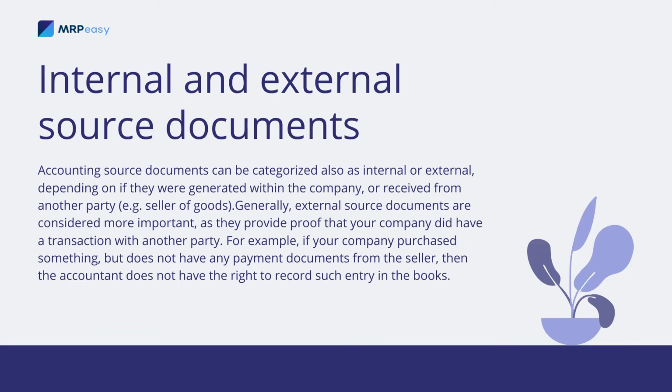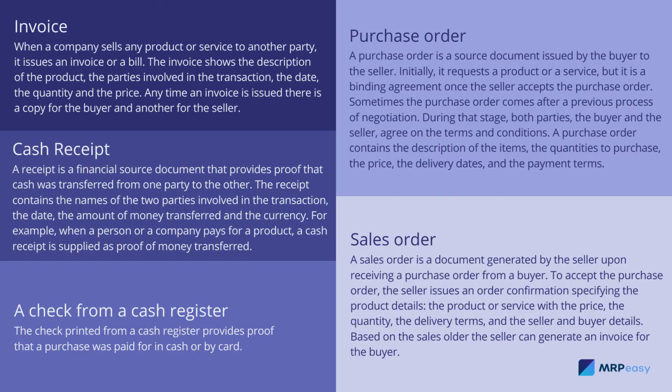Accounting source documents can be categorized also as internal or external, depending on if they were generated within the company or received from another party, e.g., the seller of goods. Generally, external source documents are considered more important as they provide proof that your company did have a transaction with another party. For example, if your company purchased something but does not have any payment documents from the seller, then the accountant does not have the right to record such entry in the books. Every business must record every economic transaction on their books and have enough evidence to support it. Some common source documents used are described below.